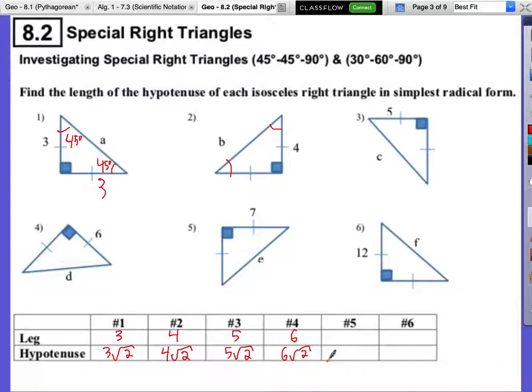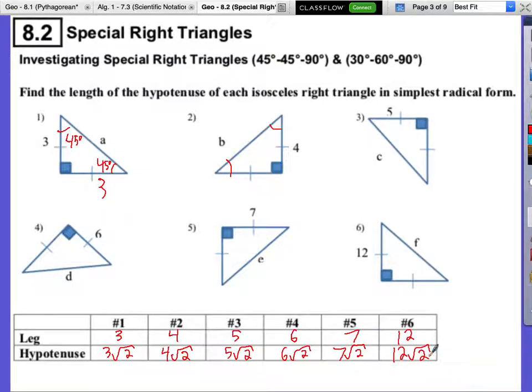Ian, what's the leg on 5? 7 radical 2. That's the hypotenuse, right? Yeah. So the leg was normal 7. Owen, what was the leg on 6? What would the hypotenuse be? 12 radical 2. Did we notice a pattern here? Once you notice that pattern, does that become a little easier?